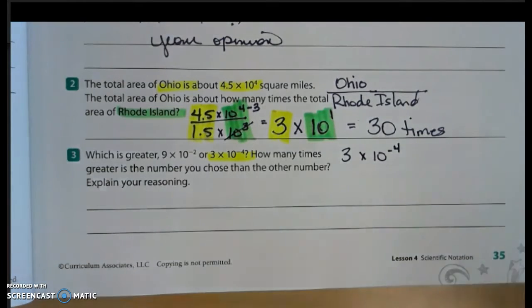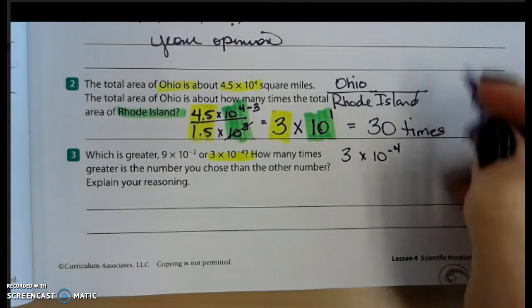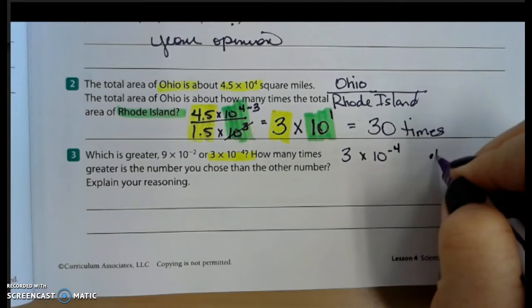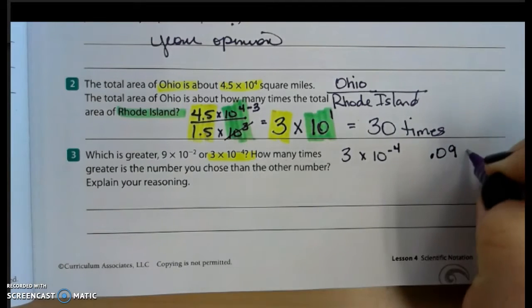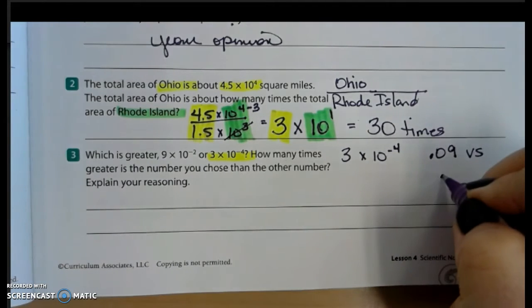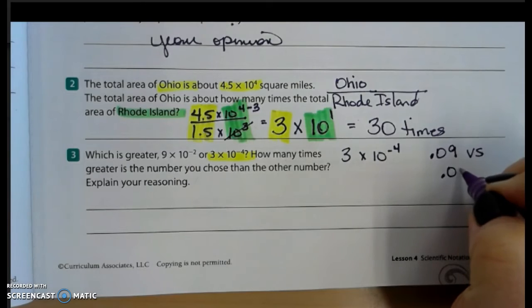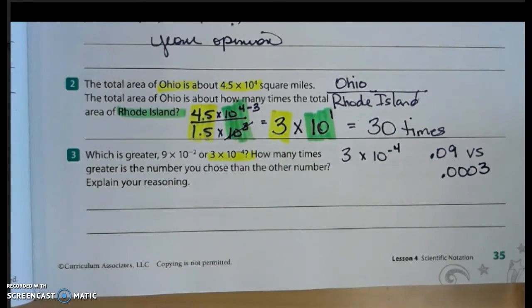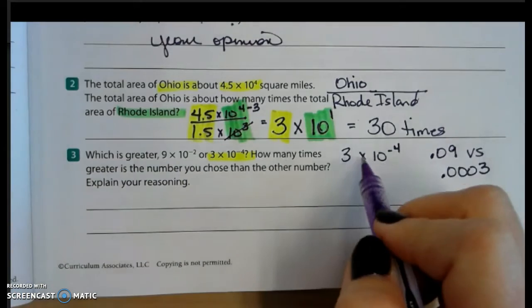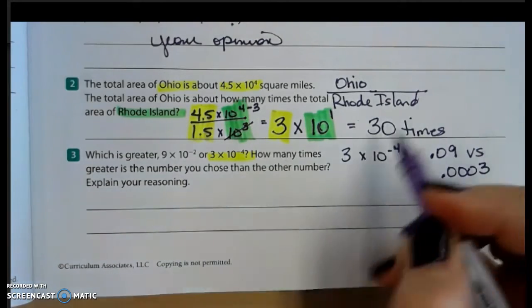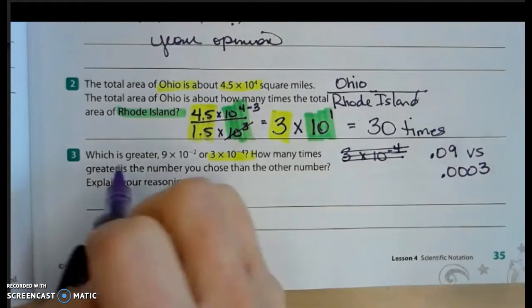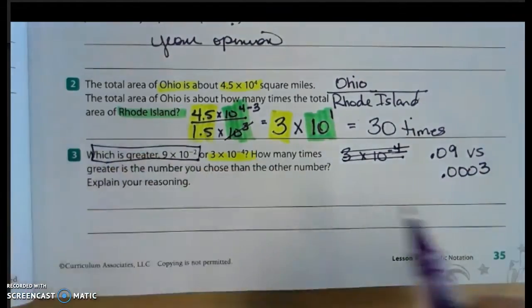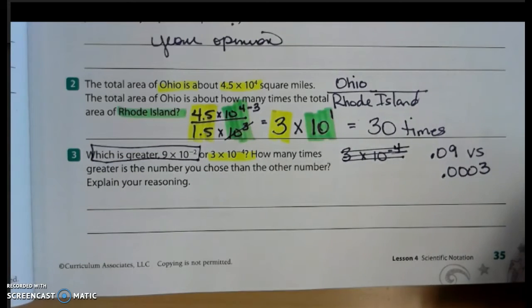If I wanted to be certain, I could put those in standard form. I would have 0.09 versus 0.0003. 3 times 10 to the negative 4 is smaller. That's not what they asked me for. They asked me which is greater. The greater number is 9 times 10 to the negative 2.